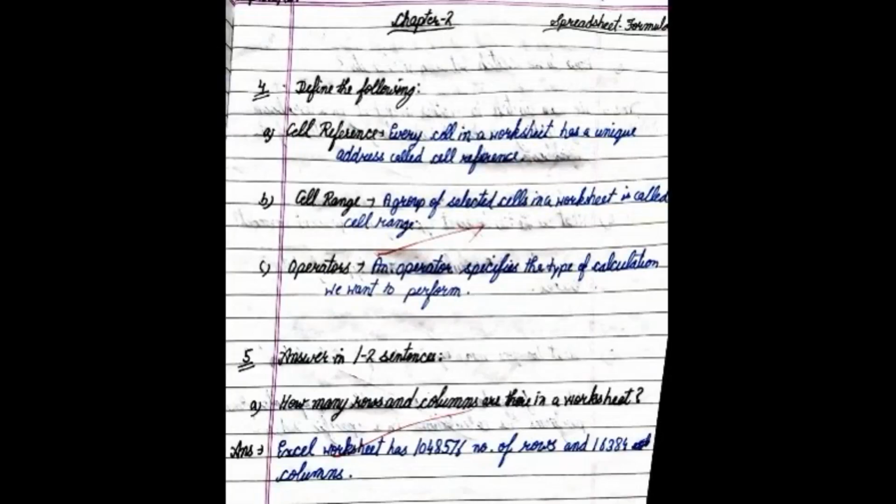Now let us start with chapter 2, part 4, define the followings. First one is cell reference. Every cell in a worksheet has a unique address called cell reference.